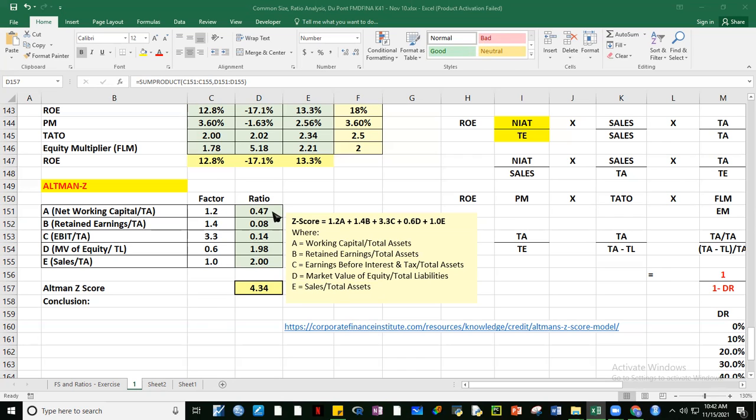Robert, question, Robert: the factors are constant. Yes, yung 1.2, 1.4 constant yan based on the formula developed yan ni Altman, no? Ed, did I answer your question? Yung 4.34 and 4.67, binago natin yung A, no? Ang ginamit natin net working capital. Okay, thank you. Thank you.